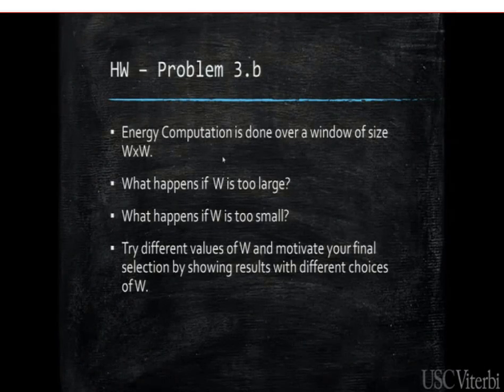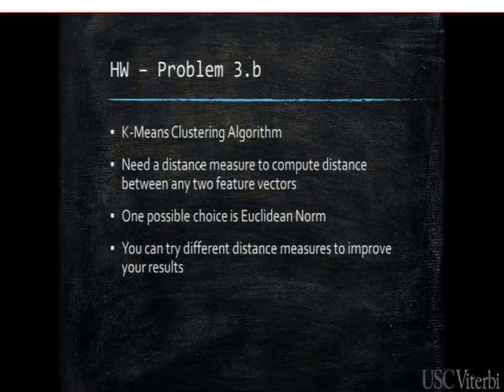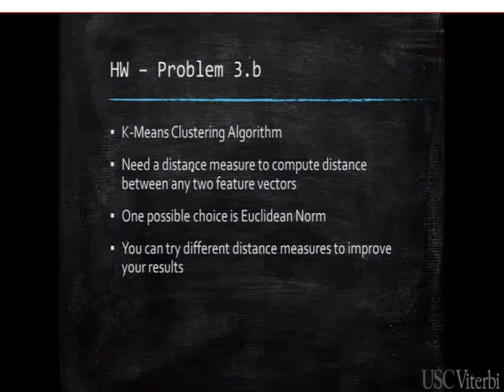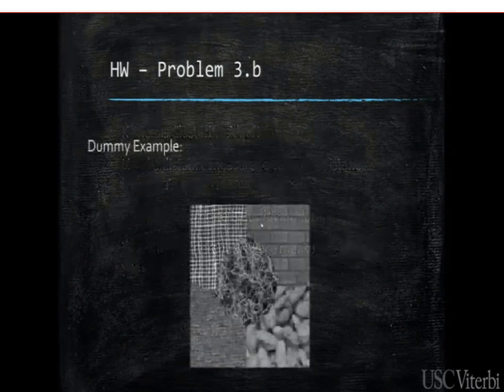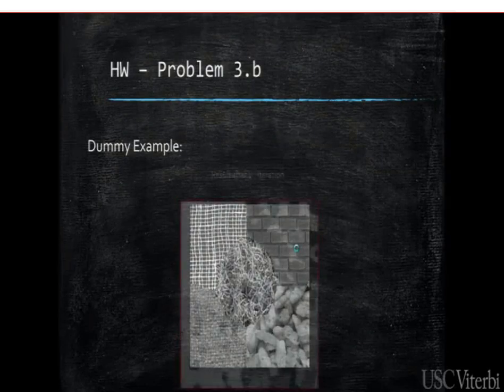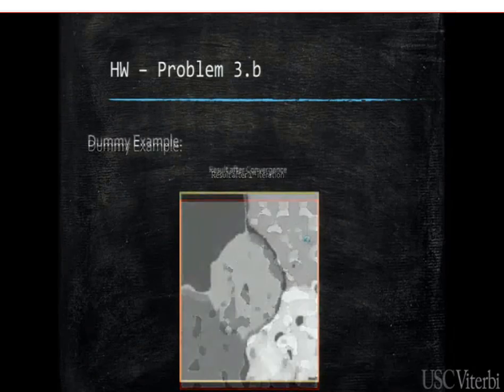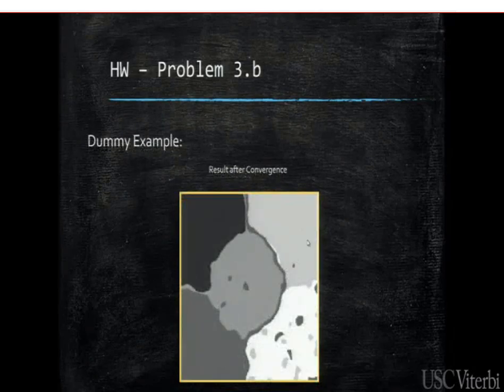Try different values of W. Again, k-means. You can try several distance metrics. This is your original image. Suppose this is a dummy example. Then this is the result of the first iteration. And this is how your results are supposed to look. Okay?